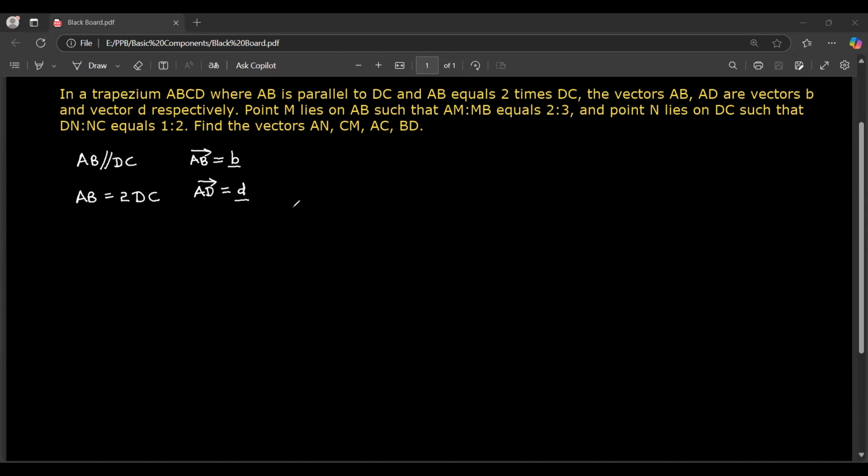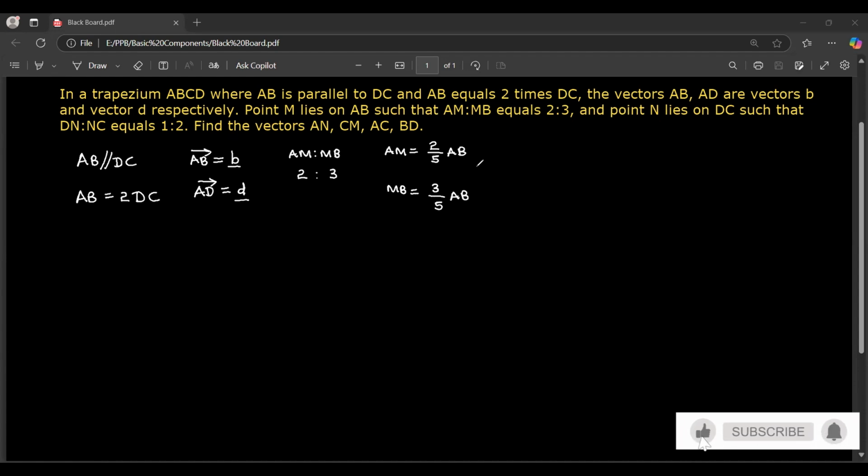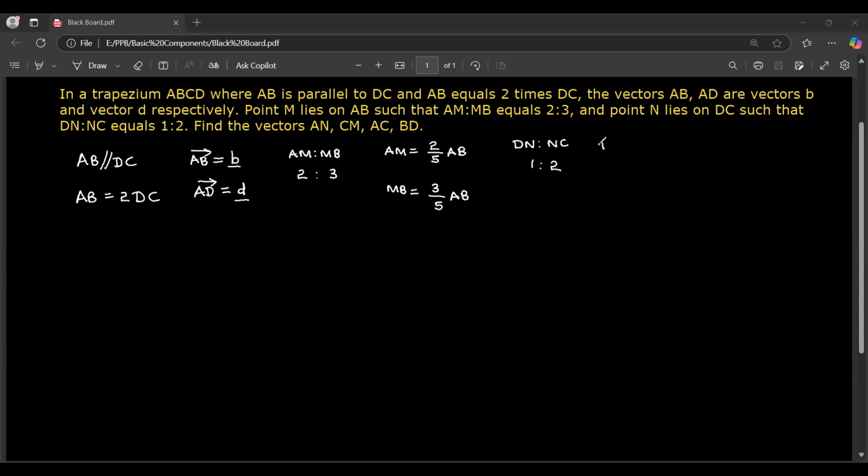Point M lies on AB such that AM is to MB is 2 is to 3, which means we can say AM is equal to 2 over 5 AB and MB is equal to 3 over 5 AB. The point N lies on BC such that BN is to NC equals 1 is to 2, so we can write BN is equal to 1 over 3 BC and NC is equal to 2 over 3 BC.